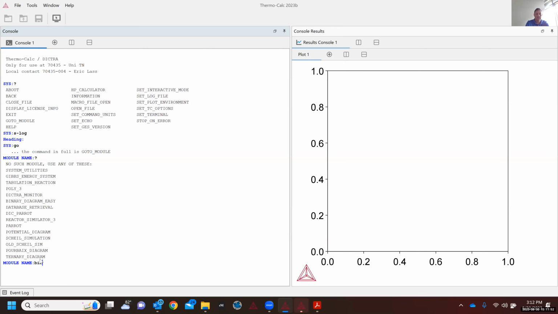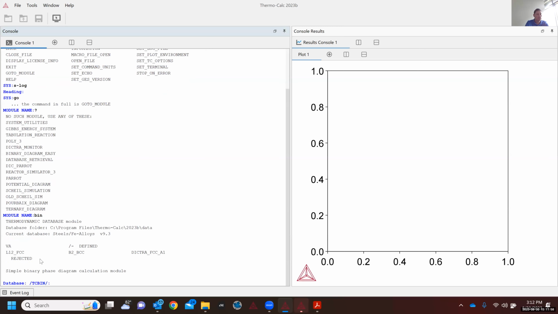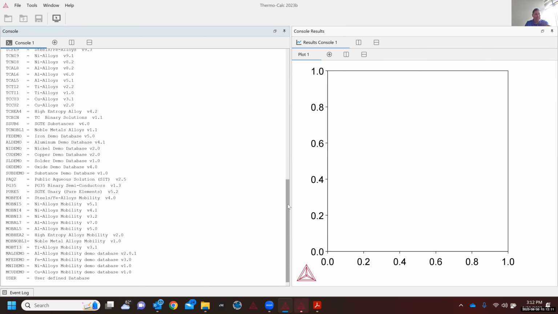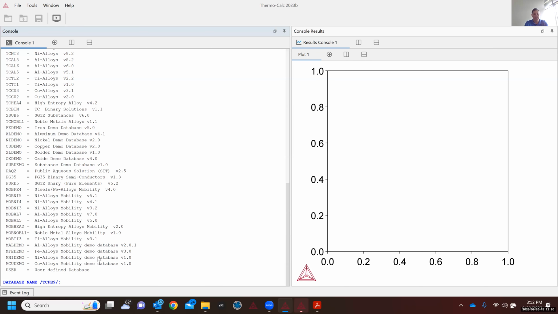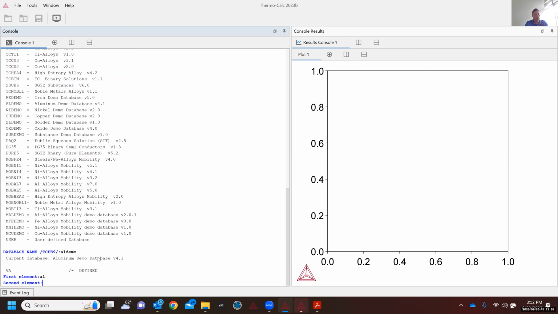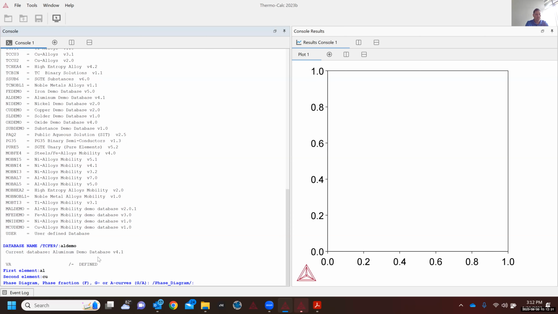It'll ask you, hey, what do you want your database to be? Anytime you want to know your list of options, you can just press question mark. Let's use AL demo, which is the same database that we're using in our other one. So we just go AL demo. First element, aluminum. Second element, copper.